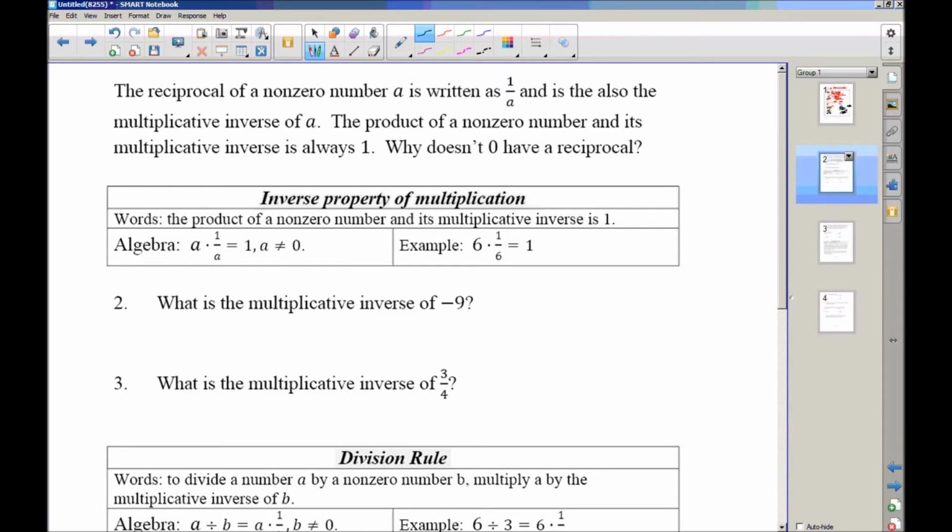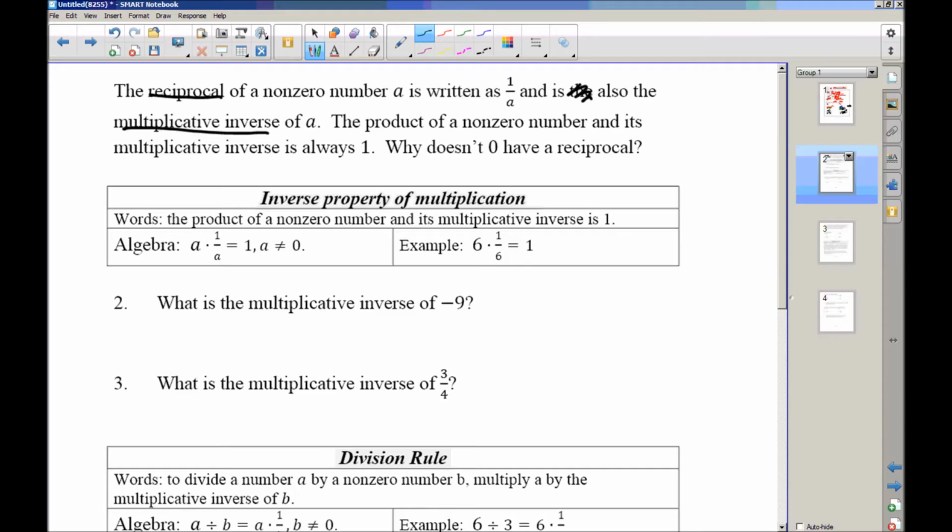Okay. All right, the reciprocal of a non-zero number a is written as 1 over a and is also the multiplicative inverse of a. So reciprocal and multiplicative inverse are the same. You don't need the "the" there. Okay, so the product of a non-zero number and its multiplicative inverse is always 1.